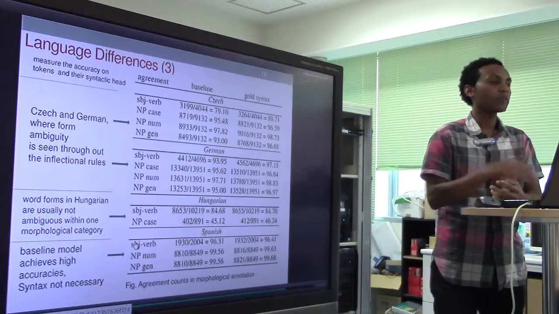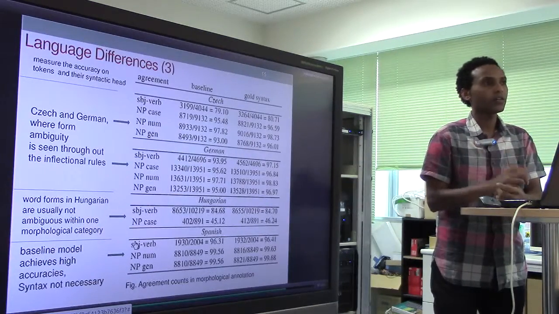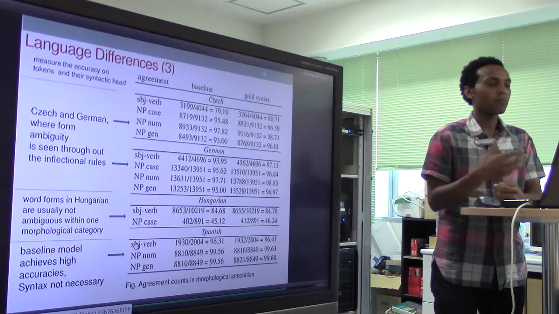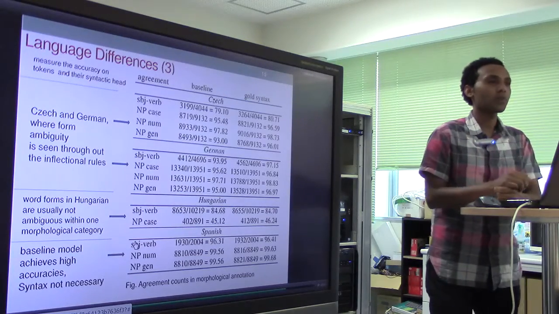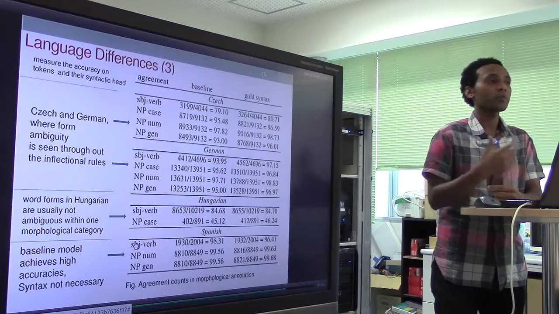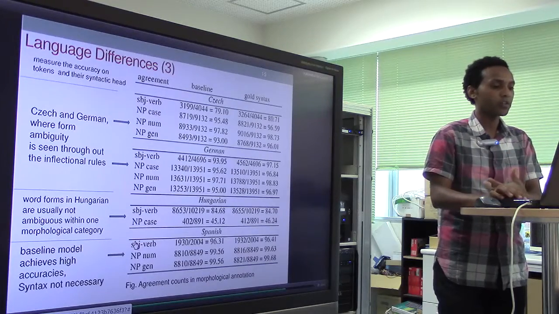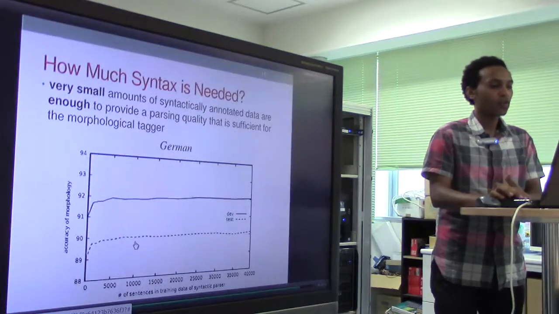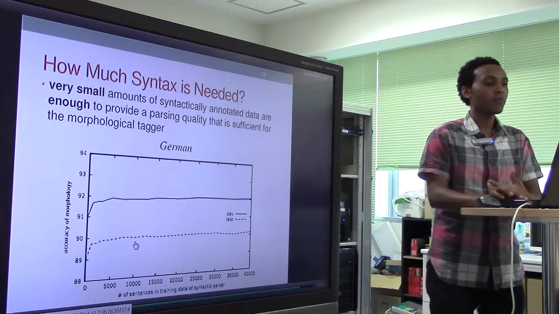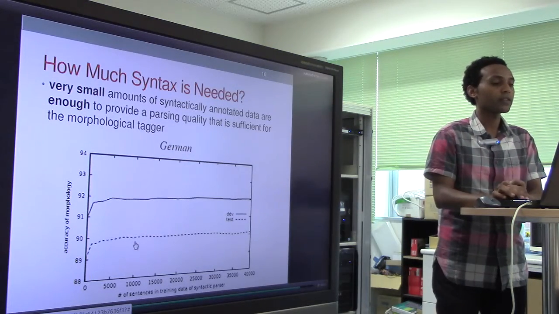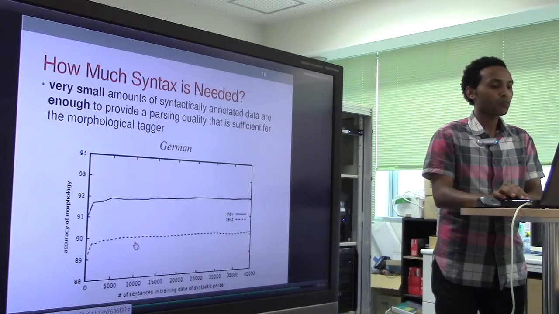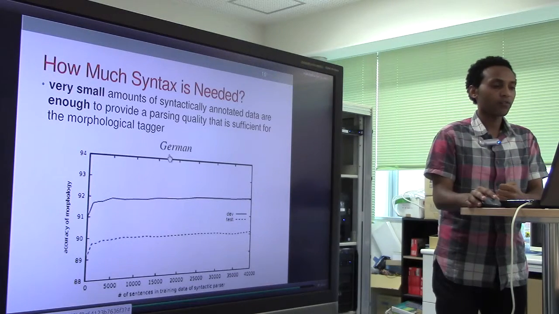When there is agreement between subject and verb and other constructs in the language, then much syntactic information can be learned, and that information can be used to enhance the morphological prediction. So how much syntactic information is actually needed in order to enhance the prediction? This is one case of the German language, and there are also other cases. The x-axis is the number of sentences, and the y-axis is accuracy.